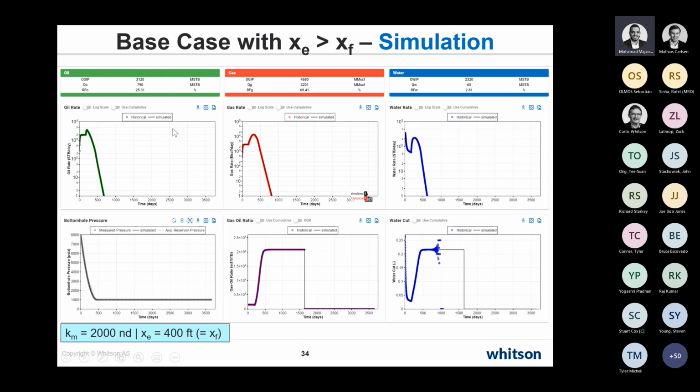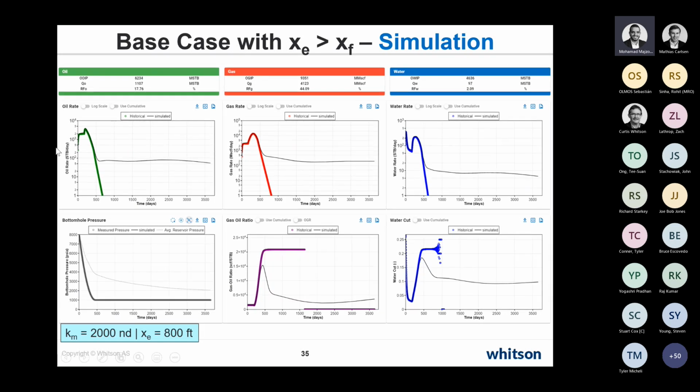If we took this case, which is 2000 nanodarcy, and now added volume beyond the frac tip, we'll see that the rates will be different. Now the black case is with volume beyond the frac tip, and the green case is without volume beyond the frac tip. So that's the difference between those. And now we're talking about the 2000 nanodarcy case, where you expect that volume beyond the frac tip to start contributing.